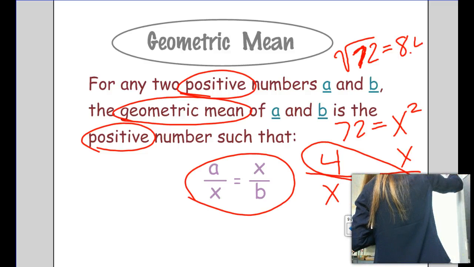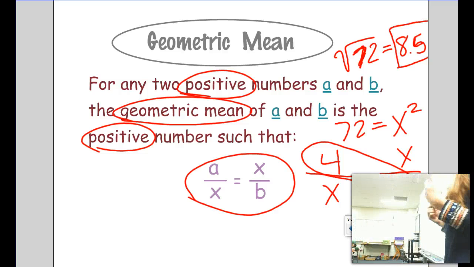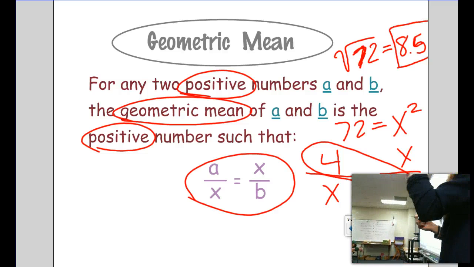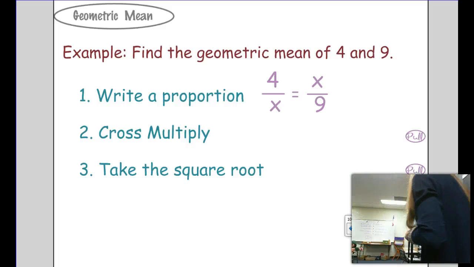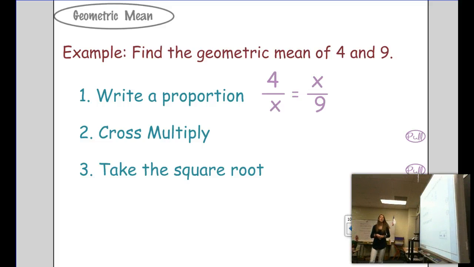8.4852. We'll take 8.5 because the 5 will tell the 4 to round up. So that's 8.5 would be the geometric mean between 4 and 18. Okay, let's move on. So here's an example. You have this one in your notes. Well, you just have a space to write it. Find the geometric mean of 4 and 9.